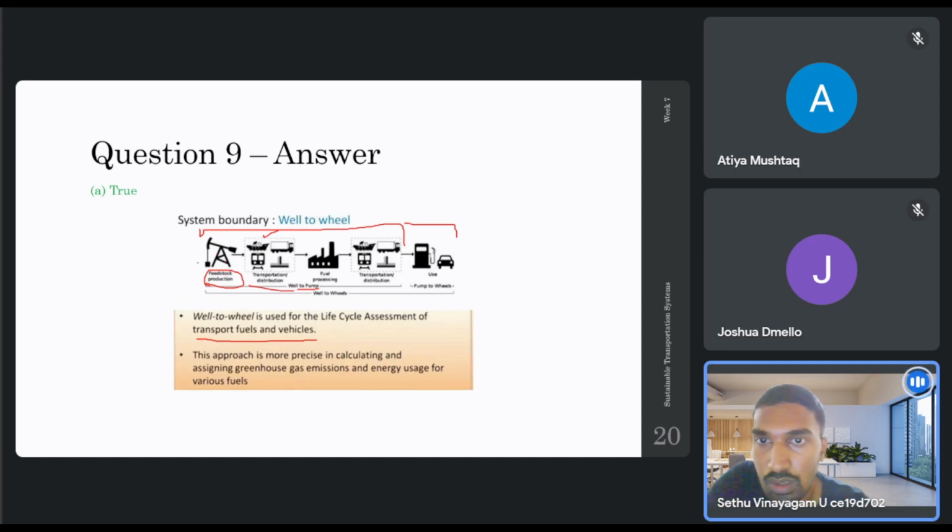So therefore this is one of the system boundaries that is used in the LCA. By doing this, you will be able to assess the total greenhouse gas emissions and the total energy usage. Again, you can do it by different fuel types. So this is one of the system boundaries that we have looked at for LCA.